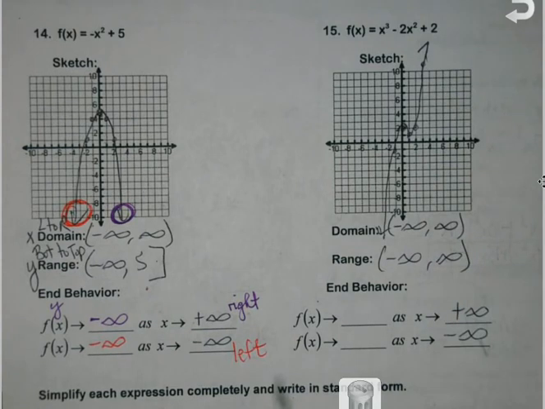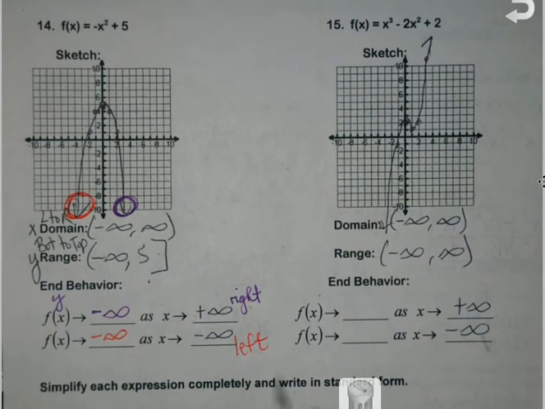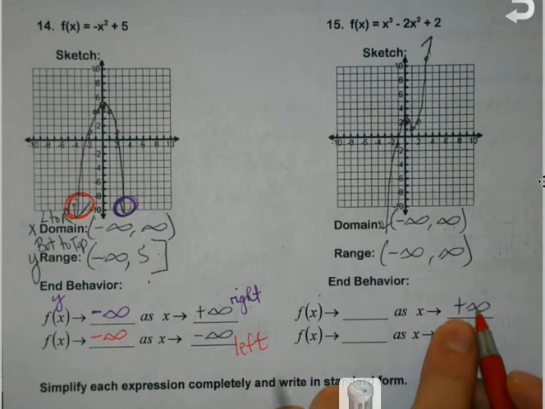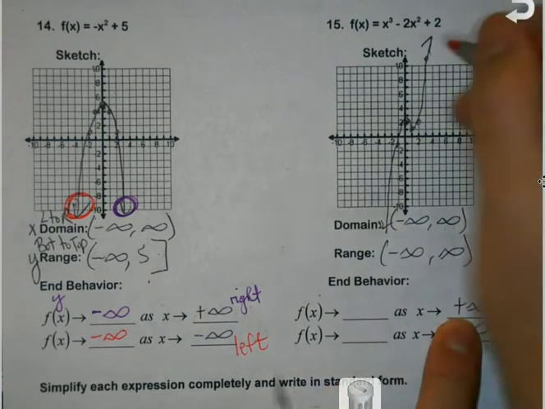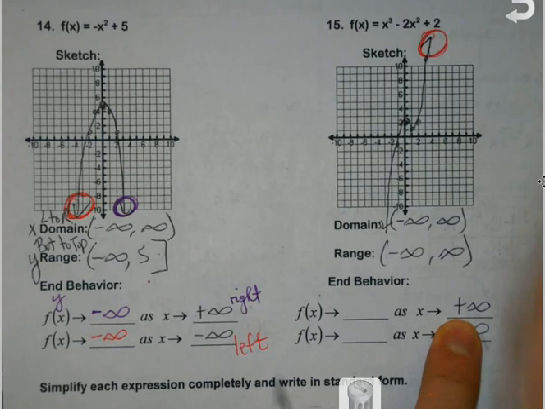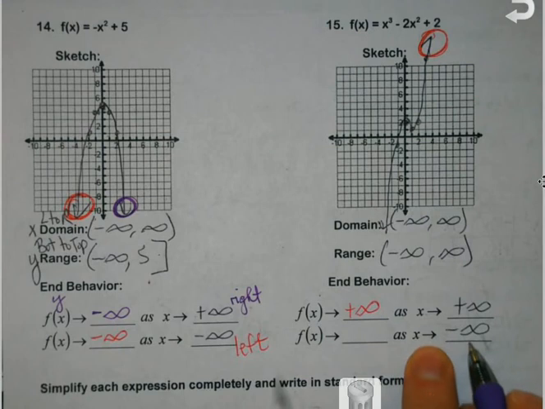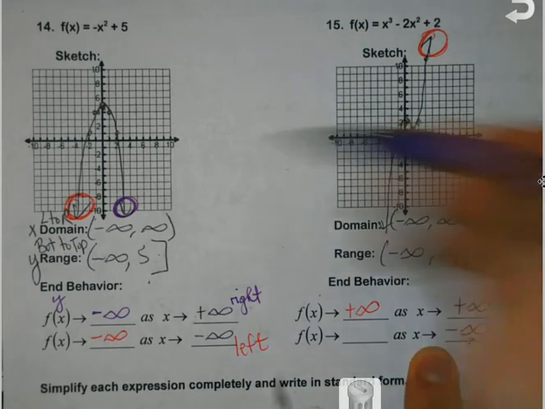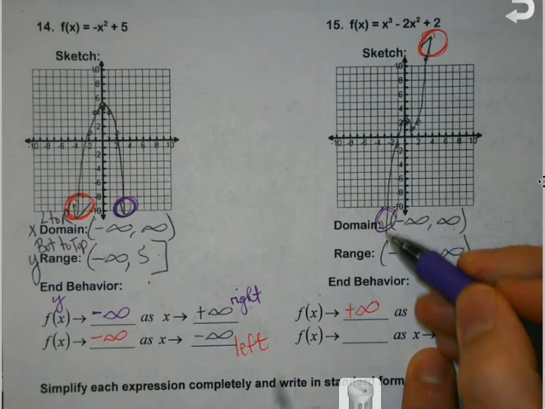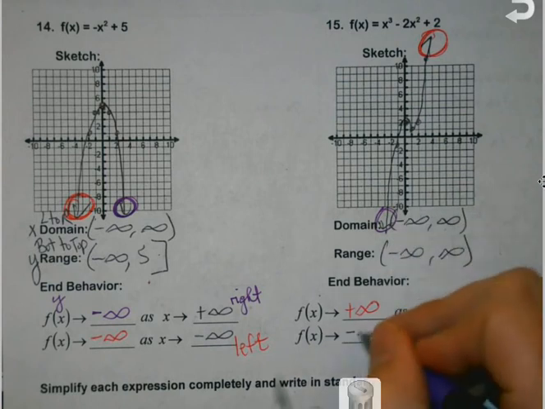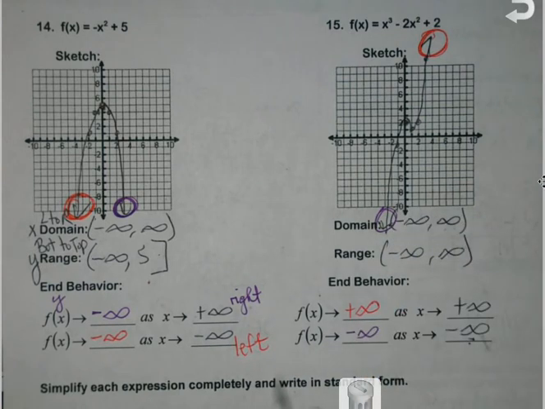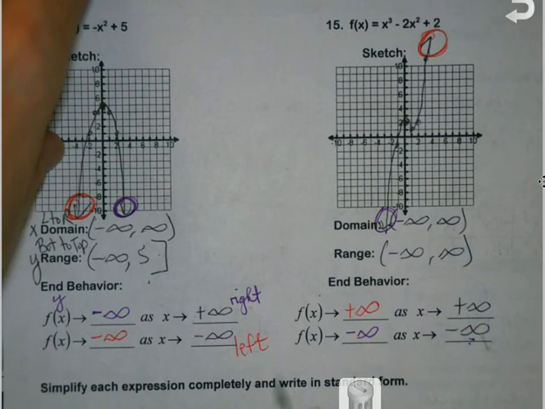And so then my only thing left is to look at my end behavior. And again, as x goes to positive infinity, as x goes to the right, what's happening to y? It's going up. As x goes to the left, that's what negative infinity is, heading that way. What's happening to y? It's going down. And I'm good. So again, no big deal with those.